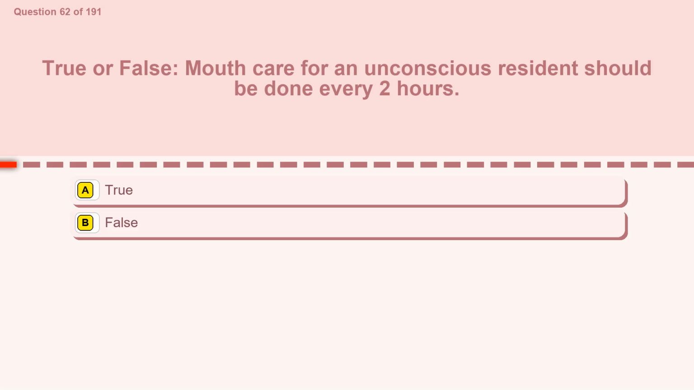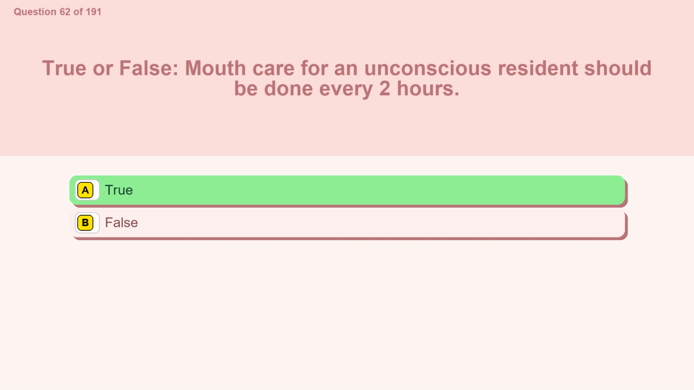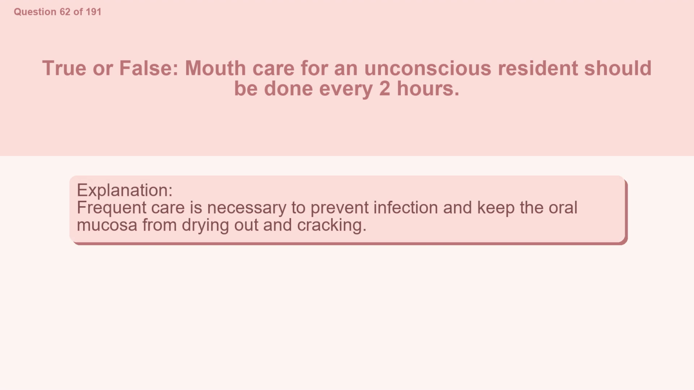Question 62. True or false, mouth care for an unconscious resident should be done every 2 hours? Option A, true. Option B, false. The correct answer is option A, true. Frequent care is necessary to prevent infection and keep the oral mucosa from drying out and cracking.